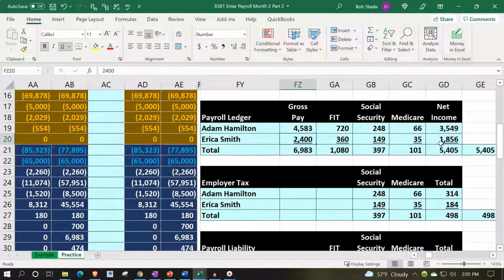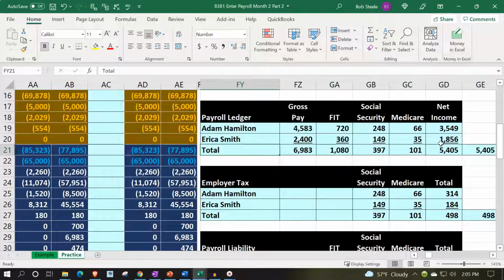We could then take Erica, which we will do, and debit the payroll expense for the $2,400, and then credit the increase in the liability for the FICA, the Medicare and Social Security, and the federal income tax, with the net check decreasing the checking account. And that would then result in a total change of this total down below.